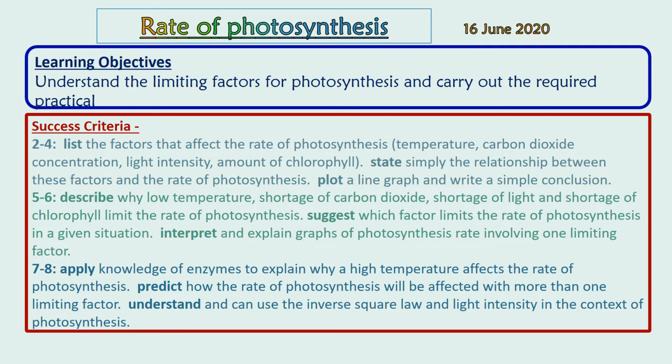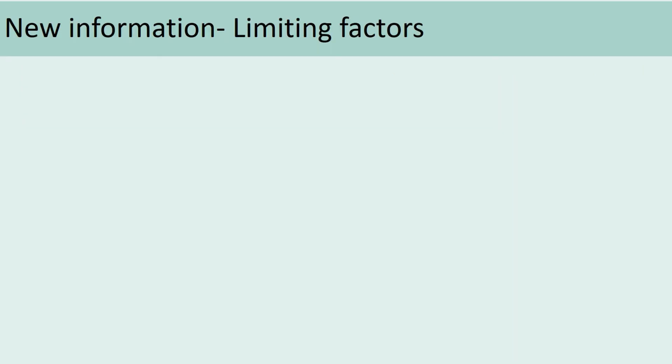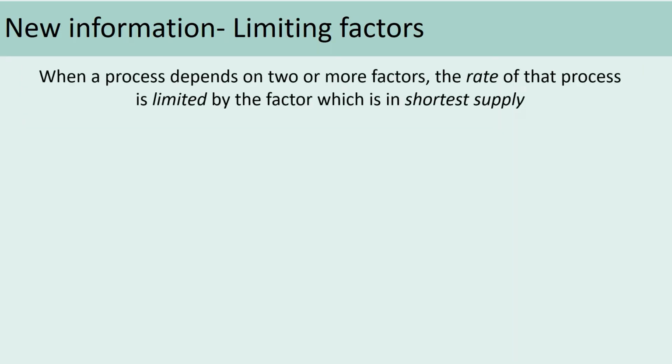Okay, so we're looking at the rate of photosynthesis, and we're going to be looking at things called limiting factors. We need to know the limiting factors of photosynthesis, which are temperature, carbon dioxide concentration, light intensity, and the amount of chlorophyll. For grades 5 to 6, we need to be able to describe why they have an effect on photosynthesis. And for 7 to 8, we need to apply knowledge of enzymes to explain why things like temperature affect the rate of photosynthesis. This will be new information to you, so you shouldn't have covered this at Key Stage 3.